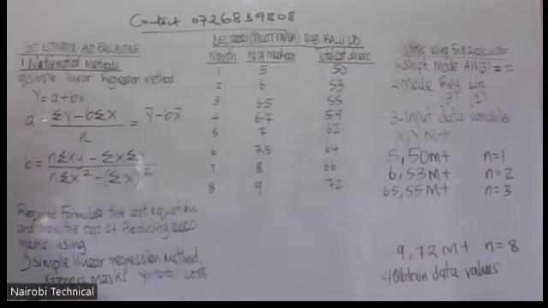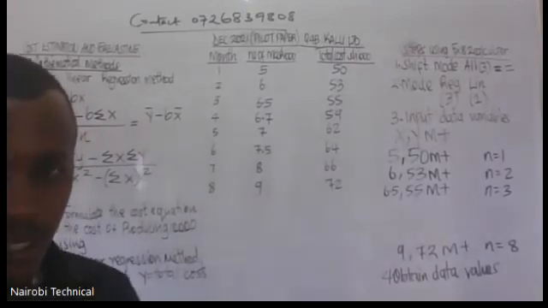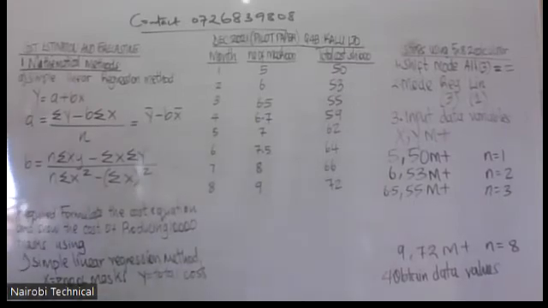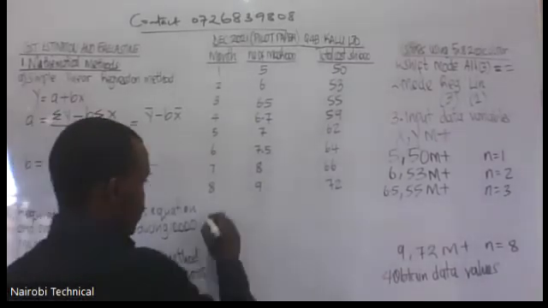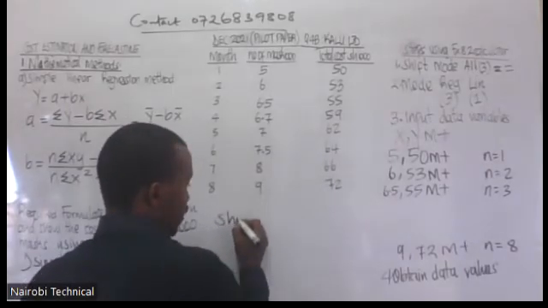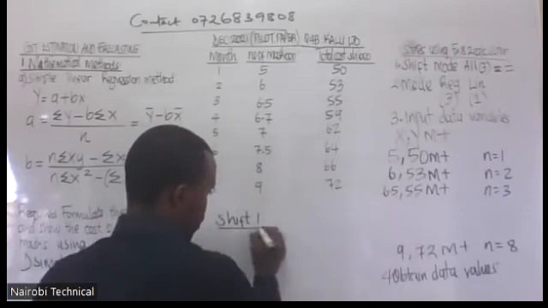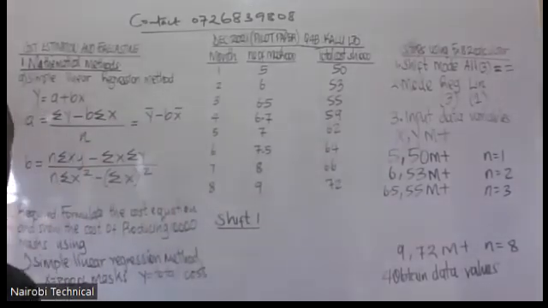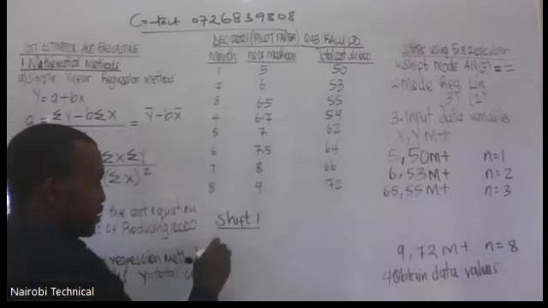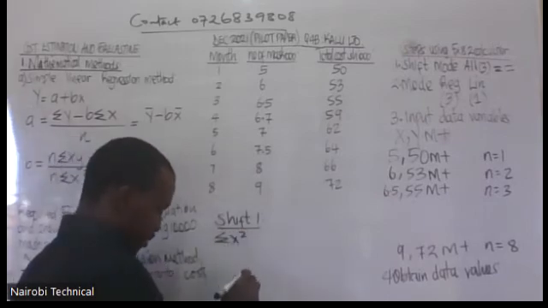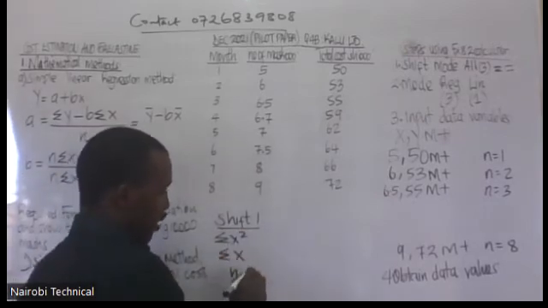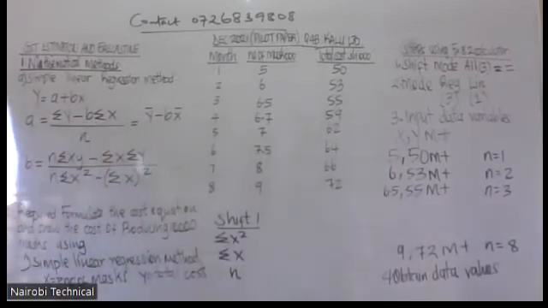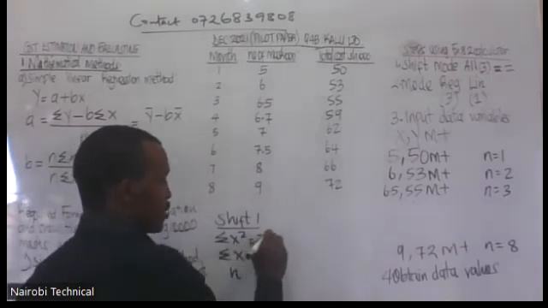I want you to press Shift in your calculator. Shift 1. You're pressing shift, then 1. Now, your calculator will have 3 items. You have the summation of x squared, the summation of x, and n. The summation of x squared is denoted by number 1. So you press number 1, then equals. So this is 398.39.